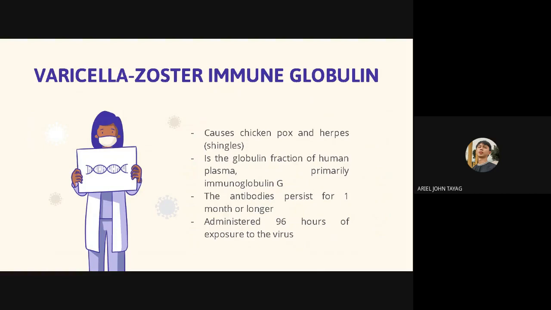So varicella zoster immunoglobulin is the globulin fraction of human plasma, primarily immunoglobulin G, found in routine screening of normal volunteer blood donors. When absorbed into the circulation, the antibodies persist for 1 month or longer and are sufficient to mitigate or prevent varicella infection. It has its greatest effectiveness when administered within 96 hours of exposure to the varicella virus. Also, the supply of varicella zoster immune globulin is limited.